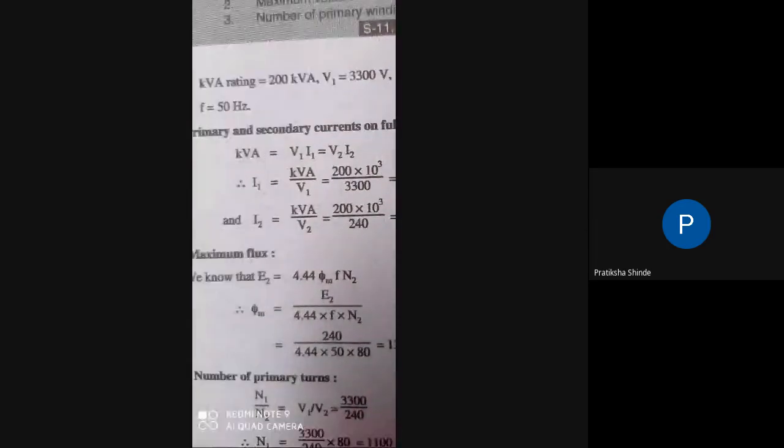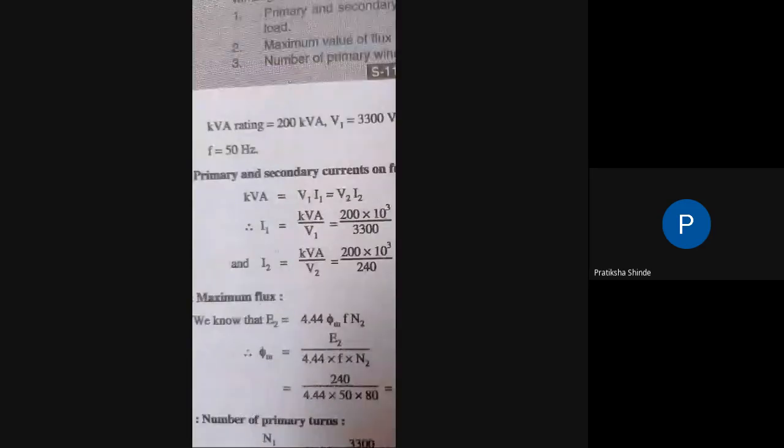Next is the number of primary turns. You can calculate the number of primary turns by using the turns ratio. That is N1 upon N2 is equal to V1 upon V2. Then calculate N1. N1 upon N2 is equal to V1 upon V2. Put the value of all given parameters and calculate N1.